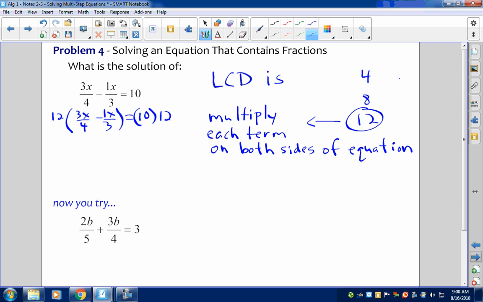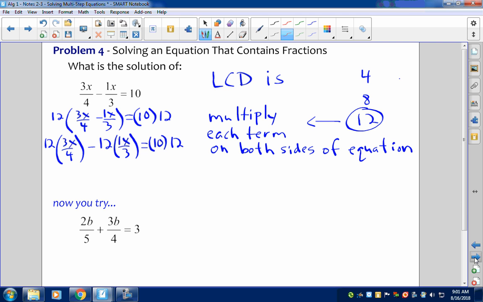So here's what it looks like. It's 12 times 3x over 4 minus another 12 times 1x over 3 equals 10 times 12. So in the beginning, I would recommend that you go to this step where you just put whatever the LCD is, multiply it by each and every term, and show that step. You with me? I think if you show that step, because what we're going to do next, I'll do it in red here, is we're going to use this 12 to cancel or simplify here in both of these fractions.